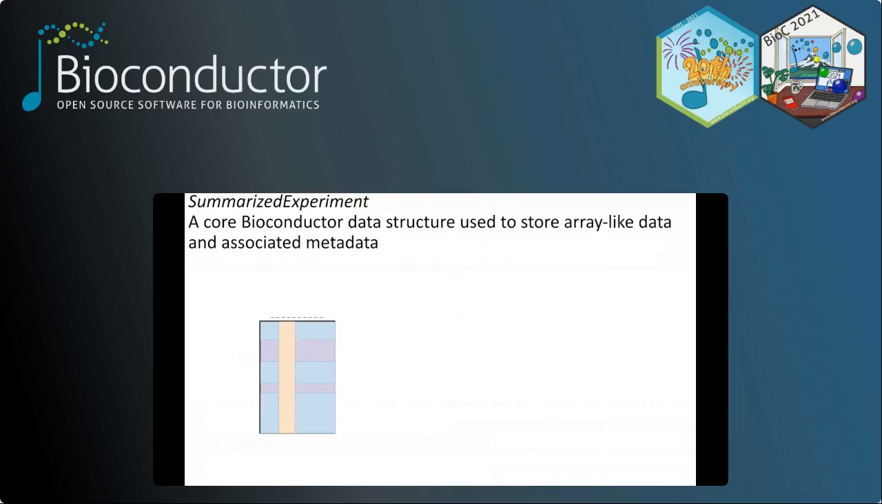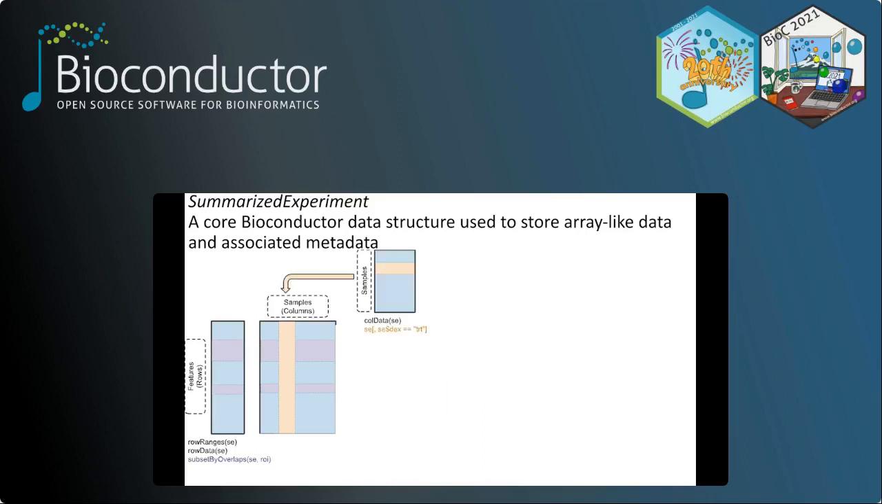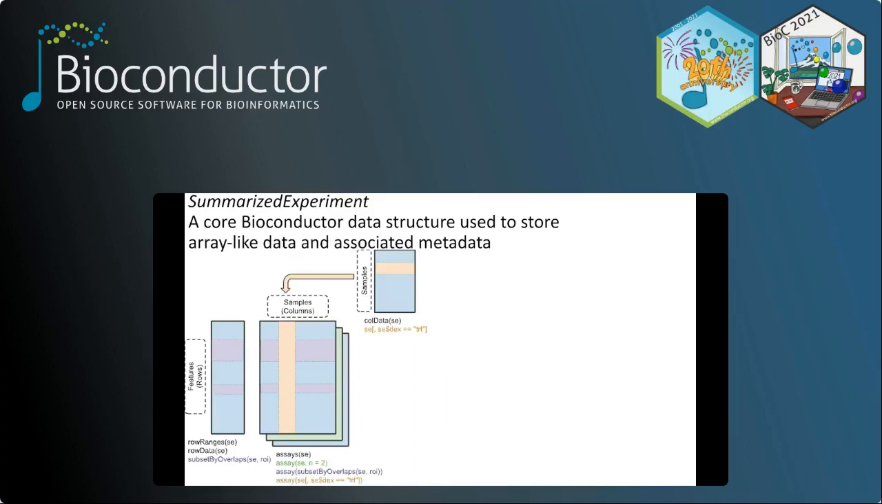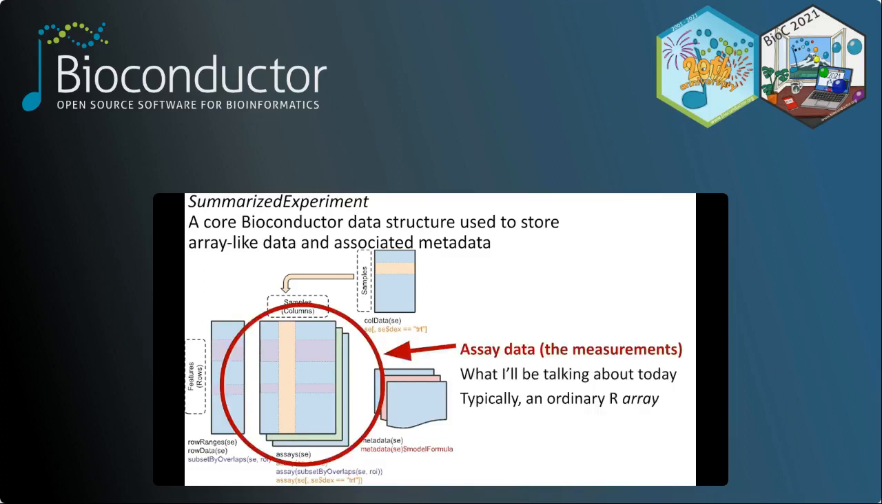At the heart of what we do in Bioconductor are many core data structures. One of these is the SummarizedExperiment, used to store array-like data and associated metadata. At its heart, a SummarizedExperiment is an array of values with metadata on the rows, which are the features, and metadata on the columns, which are our samples. We may have multiple assays, so multiple arrays of data, and we may have some metadata on the experiment as a whole. This is all encapsulated in the SummarizedExperiment object. Today's workshop focuses on the assay data, the actual measurements that are the basis for our analysis. Typically, these are stored as an ordinary R array or matrix.